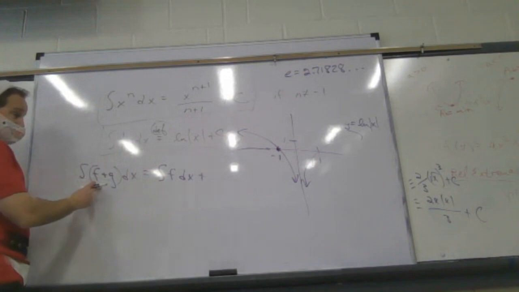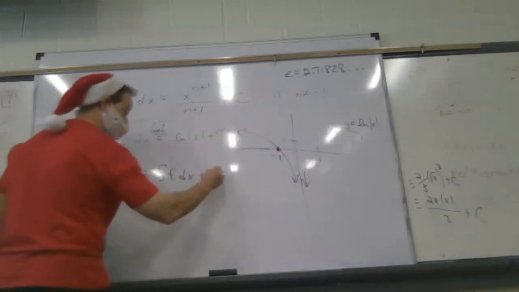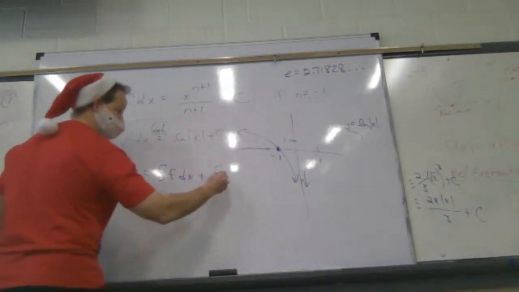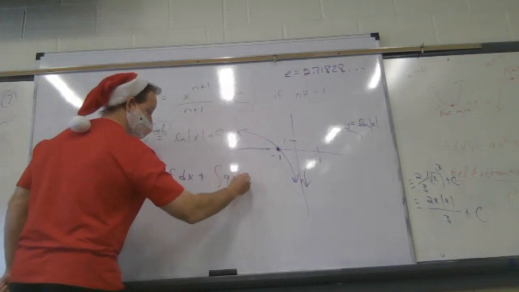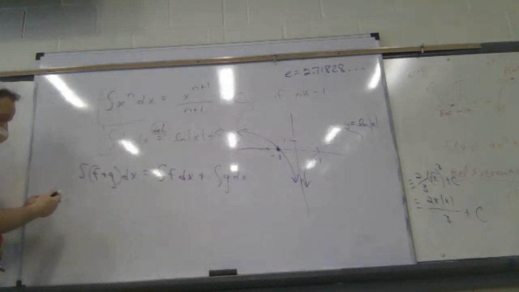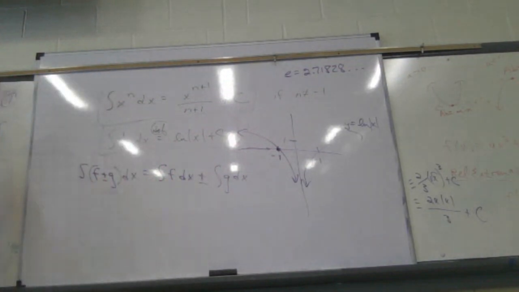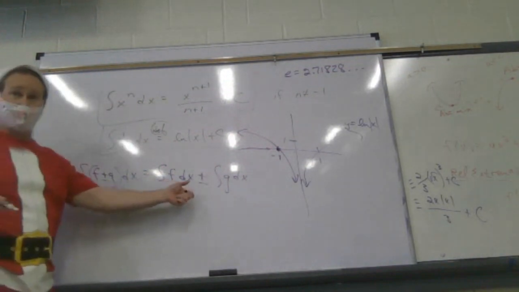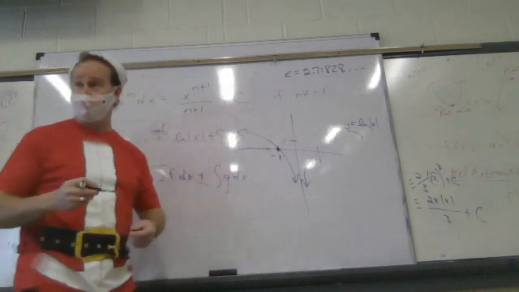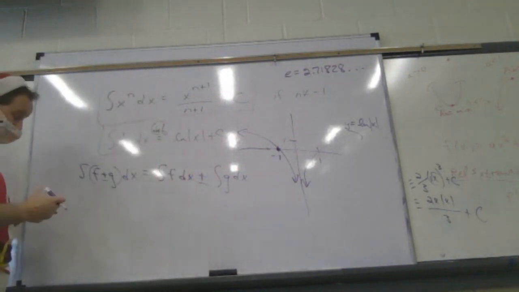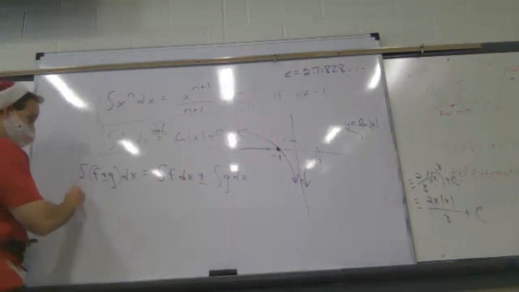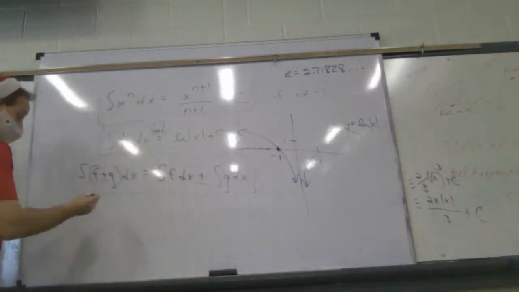So we can just take the antiderivative of each part. So the antiderivative of f with respect to x plus the antiderivative of g with respect to x, and really that's f of x and g of x. I can also do that with a minus sign, right? So the antiderivative of the difference of functions is the difference of the antiderivatives of the individual functions, right? So we got that.